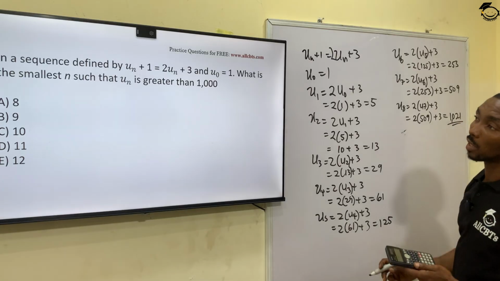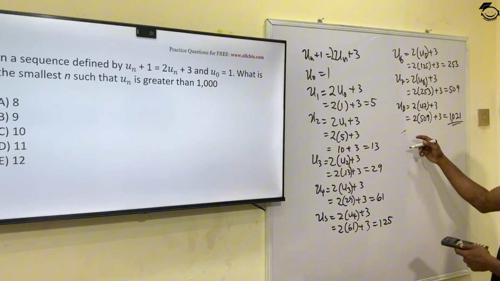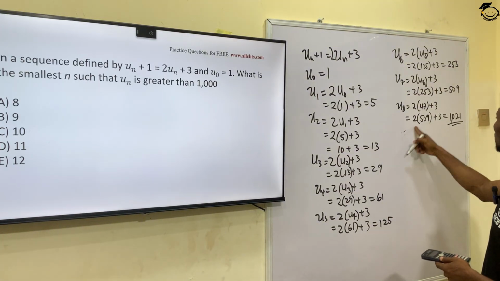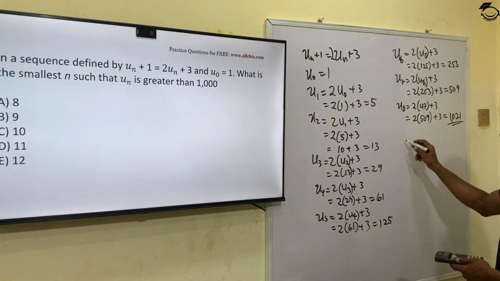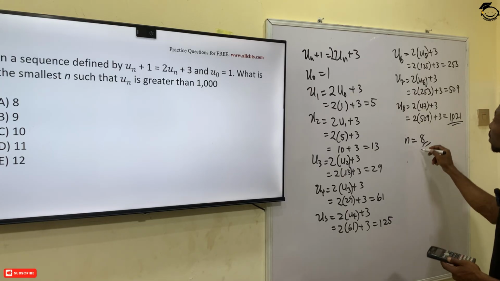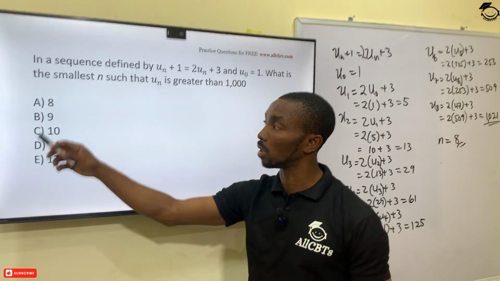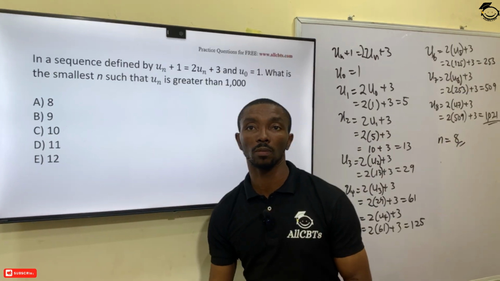Okay, so it's asking for the smallest number such that our n will be greater than 1000. So n will be greater than 1000 from u8. So A is our option. Option A is our right option.